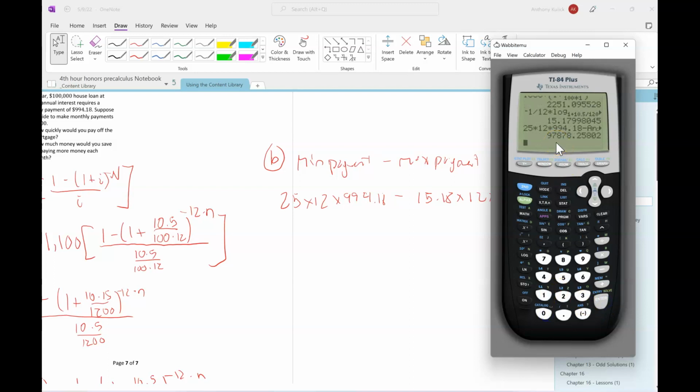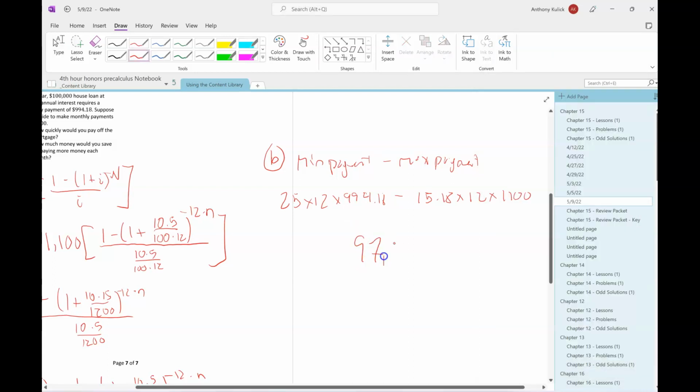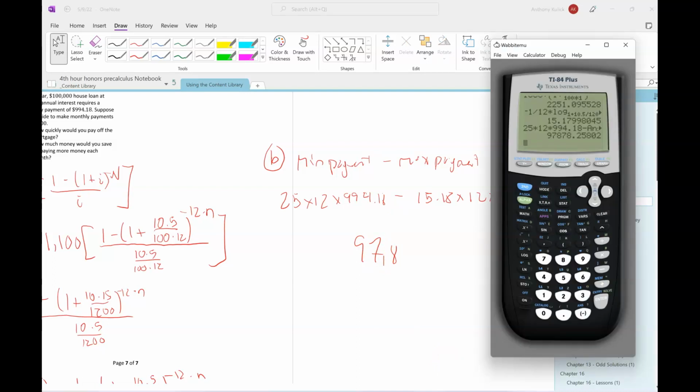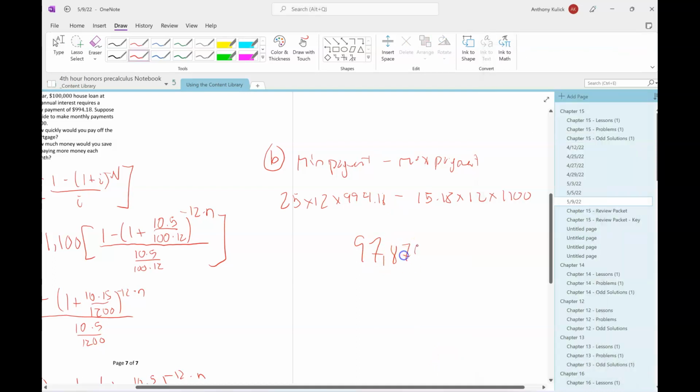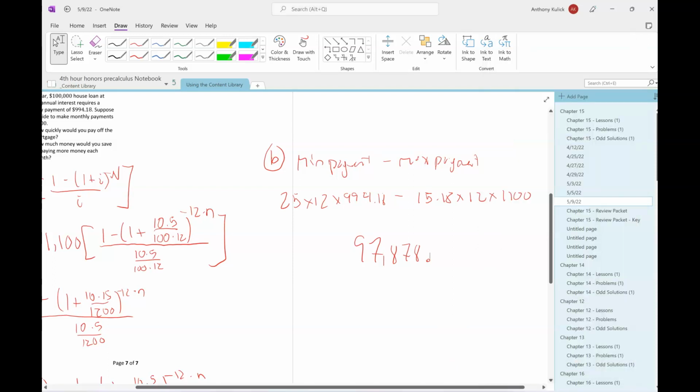So $97,878.26. That's not too shabby. It's a lot of big savings for scaring up an extra, you know, $105 a month for your mortgage.